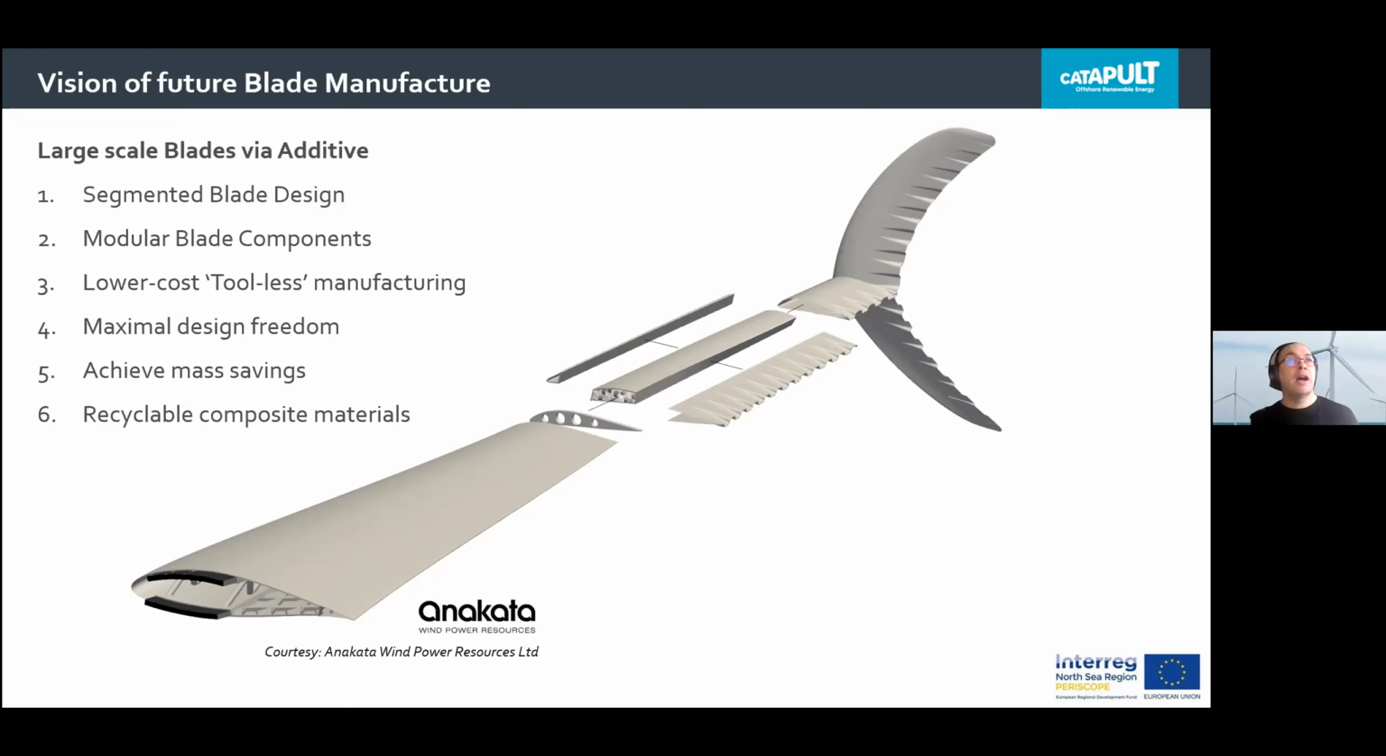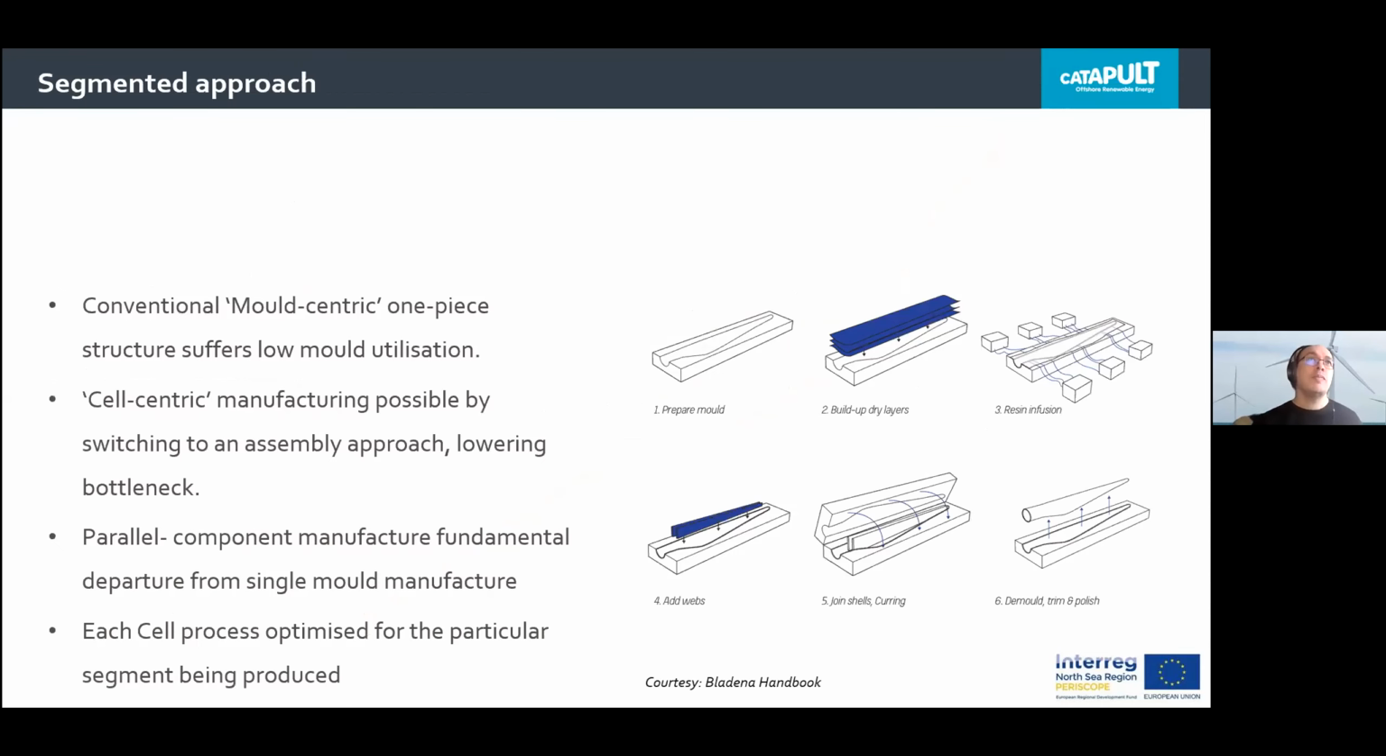And finally, recyclable. As stated earlier on in the overall objectives that the Catapult has, end-of-life issues and making sure that there's a responsible development path for the tons and tons of material which is being produced to produce blades. That has to be front and center of any blade development in the future. As part of this, we're really looking at this segmented approach.